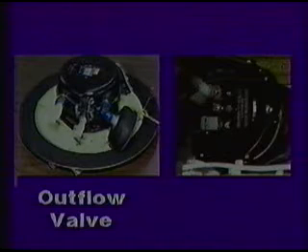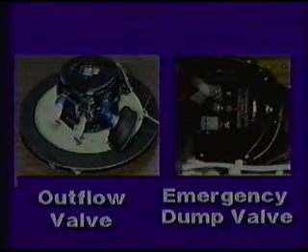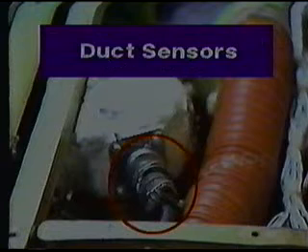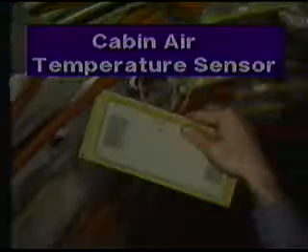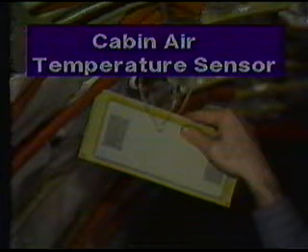The primary valves used in the pressurization system are the outflow valve, located on the aft pressure bulkhead, and the emergency dump valve, located on the forward pressure bulkhead. Heating system components include sensors such as the duct temperature sensors, sometimes called duct sensors. The unit in the cabin is called the cabin air temperature sensor, or cabin air sensor.